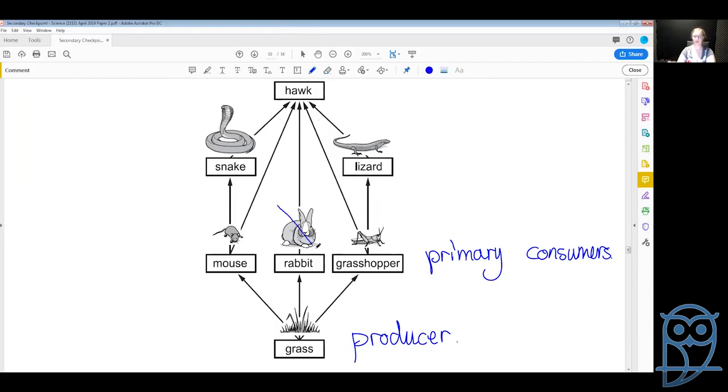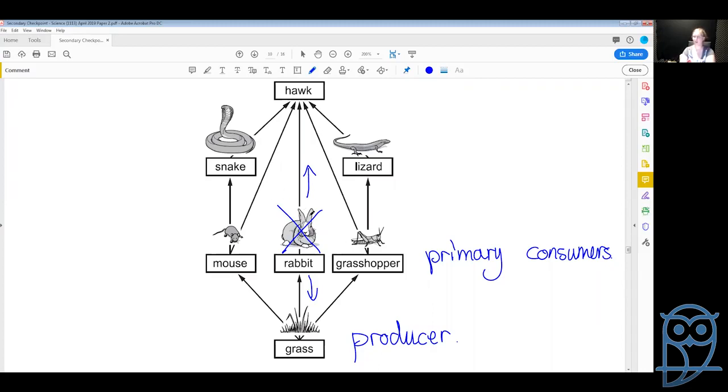So here's the rabbits. There's no more rabbits. So what's going to happen? Now we can go in two directions. We can go this way or we can go this way. So let's go backwards. There's no more rabbits, which means there's less things eating the grass. If there's less things eating the grass, we've got more grass. More grass means that mouse and grasshopper can become more. So we can get more mice, and we can get more grasshoppers. So that's following this route.